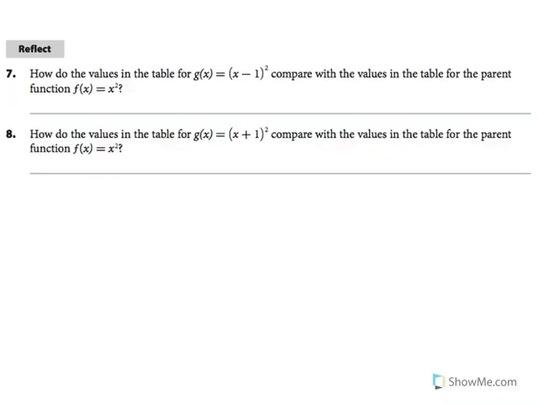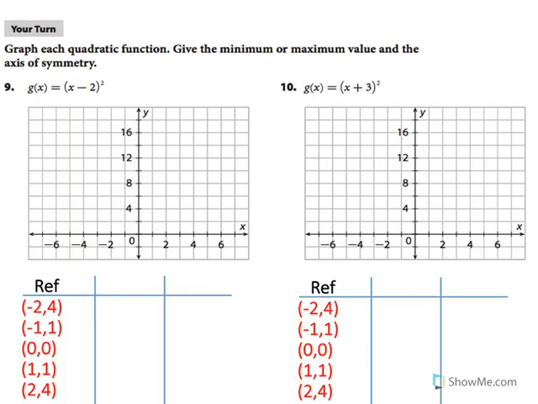Right, so we see how does the table of g of x equal to the quantity of x minus 1 squared compare with the values in the table of the parent function. So we see that this one, the value of x shifts 1 unit to the left, so then negative 1, and the value y remains the same. Right? Oh, my mistake, plus 1. And then this one, that x minus 1, the value y remains the same. Okay, let's go on to our next one.